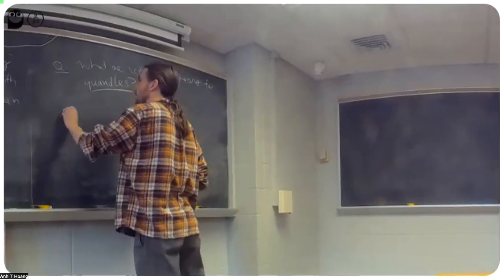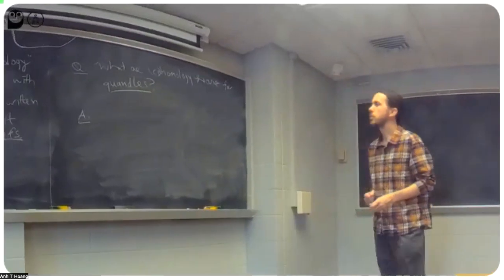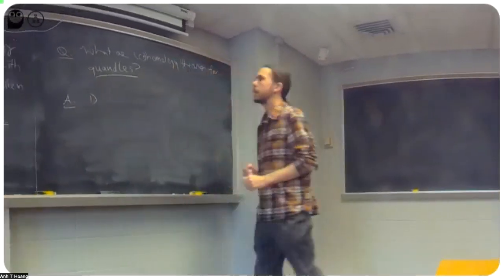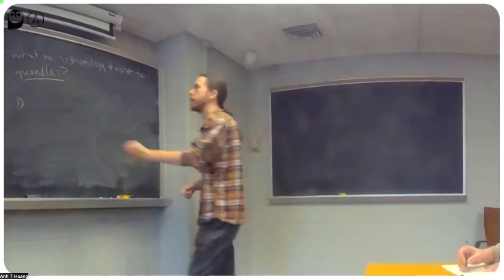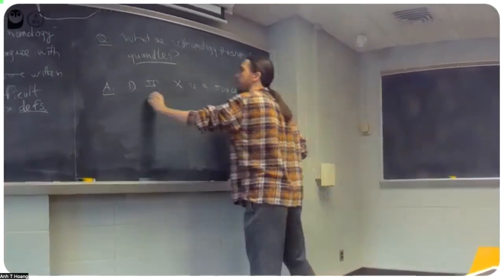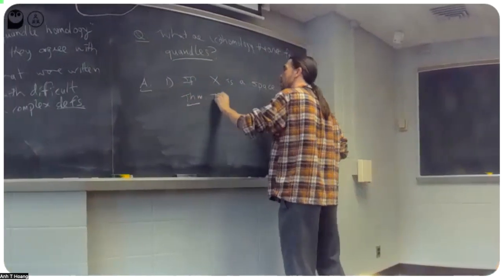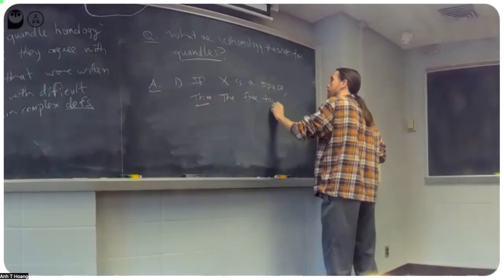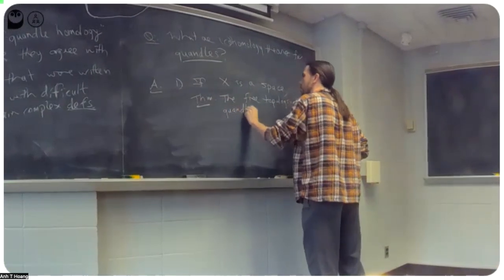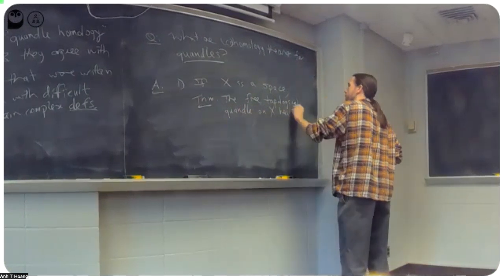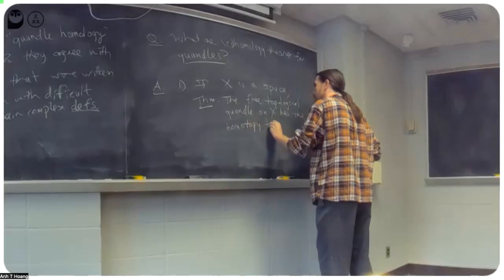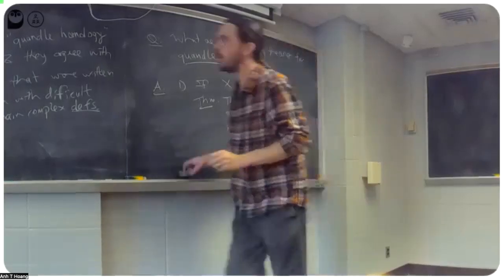And the answer comes in two parts. The first part gives an analysis of what free quandles look like. If X is a space, then we have the following theorem. The free topological quandle on X has the homotopy type of some certain very specific fiber.